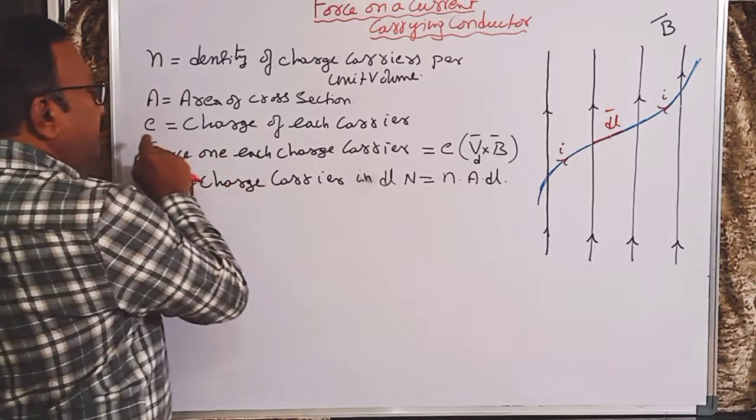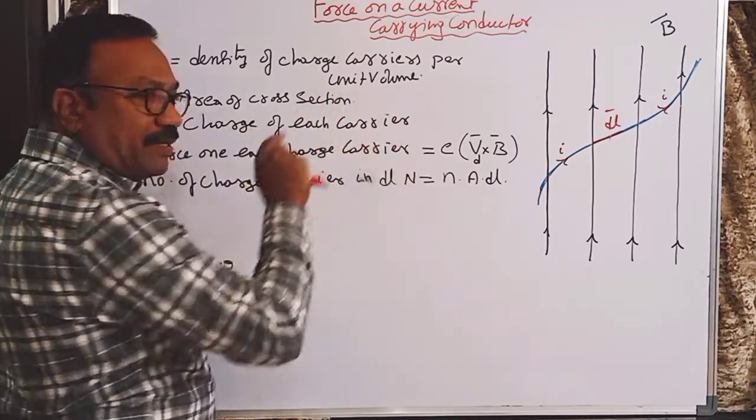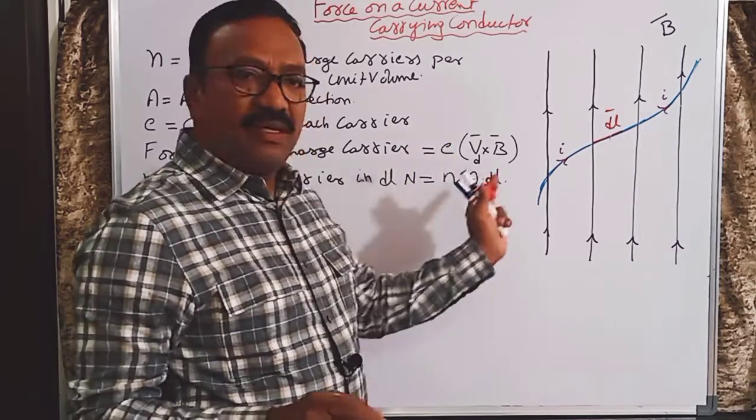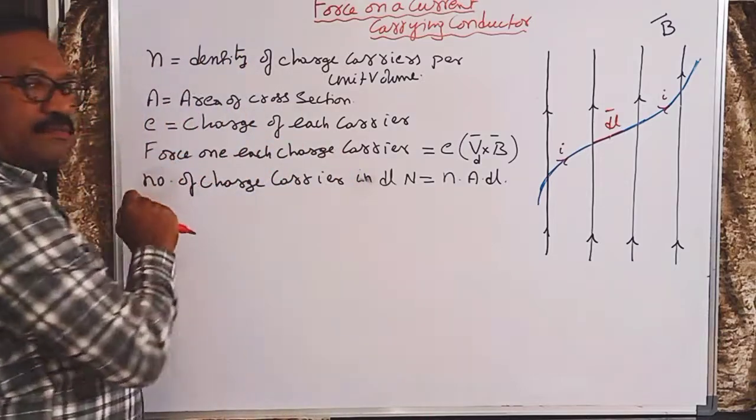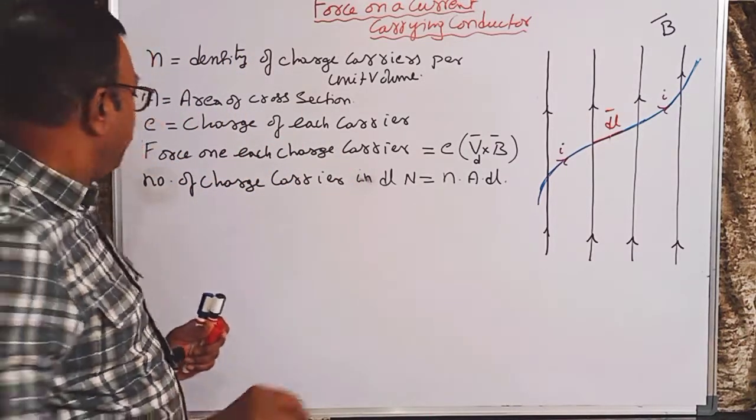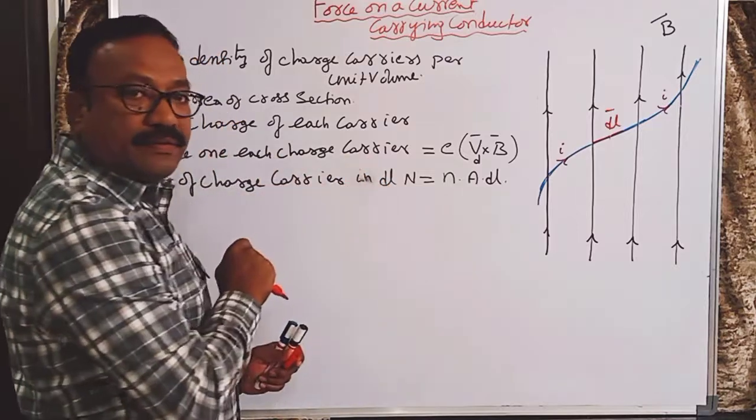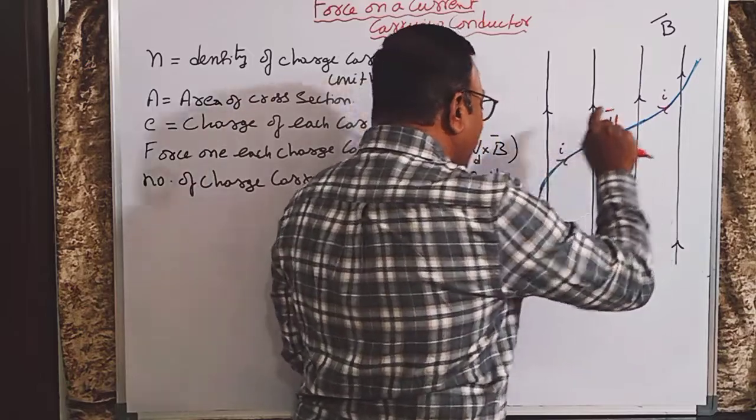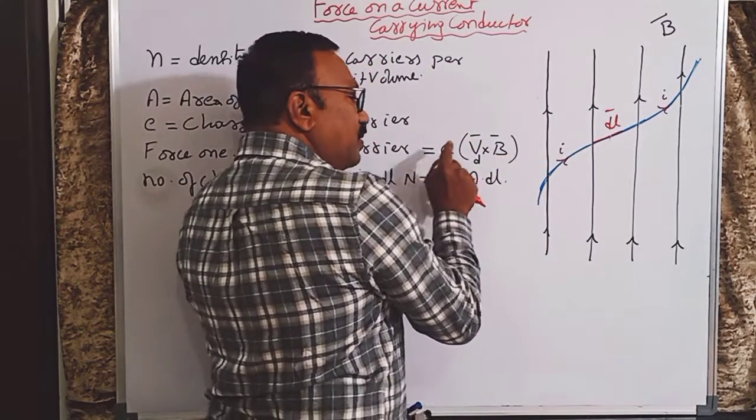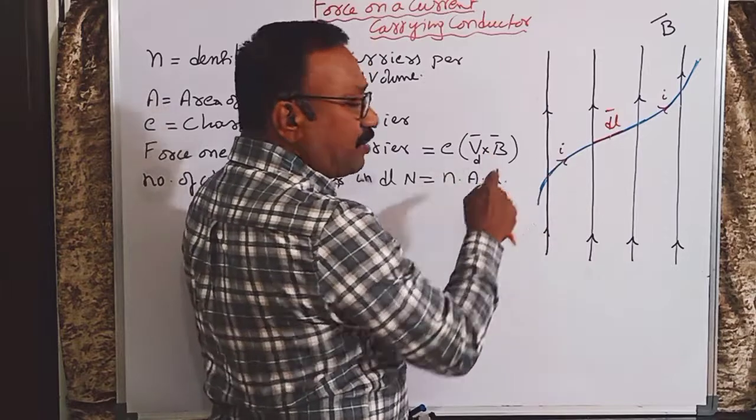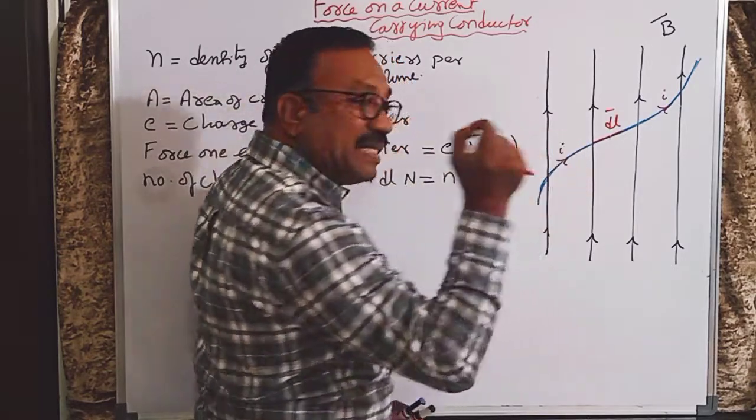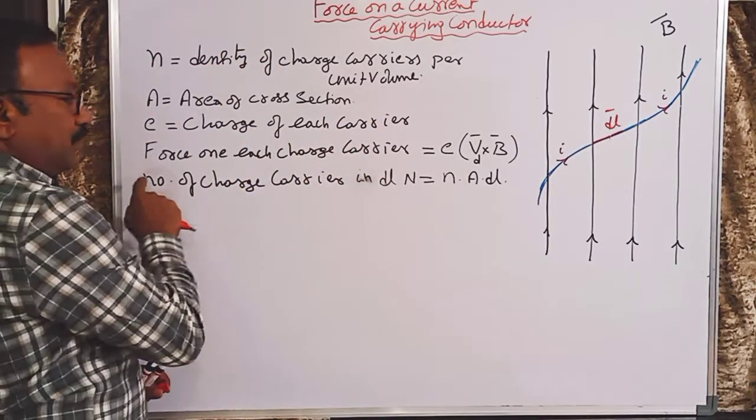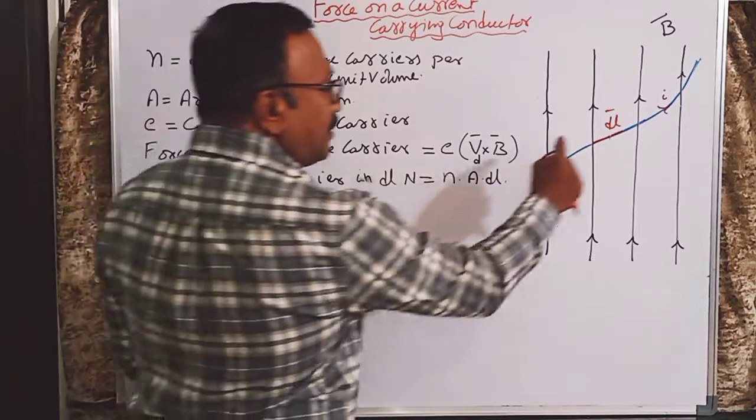Let e be the charge of each charge carrier. It is plus for positive charge and minus for negative charge. We will consider the positive charge direction only, e equals 1.602 into 10 to the power of minus 19. Force acting on each charge carrier: when a charge is moving in a magnetic field, it experiences a force BQV sine theta. If you expand the cross product, you will get sine theta. So this is the force acting on each charge carrier. Then the number of charge carriers in this segment dl.